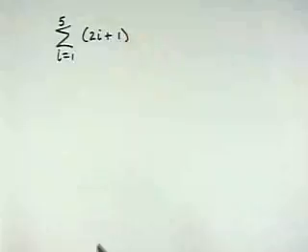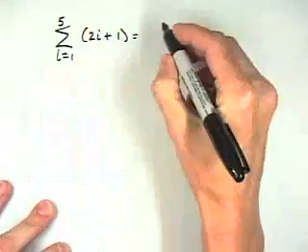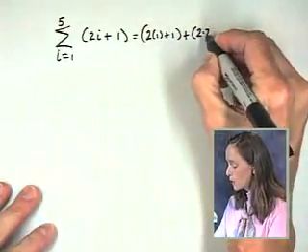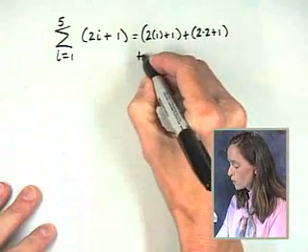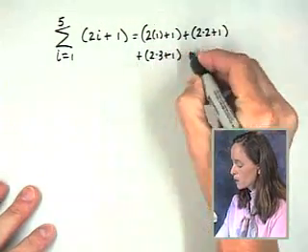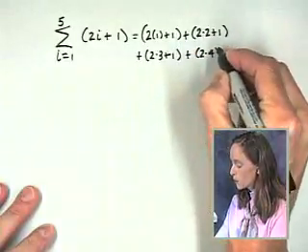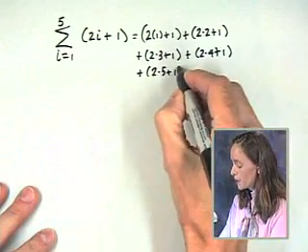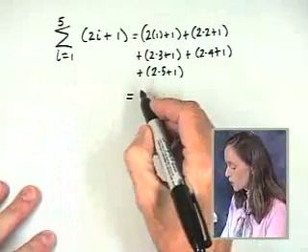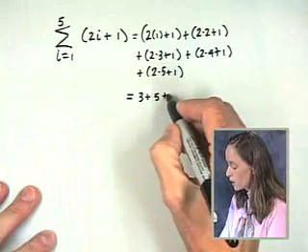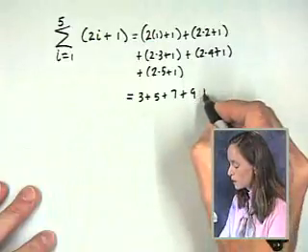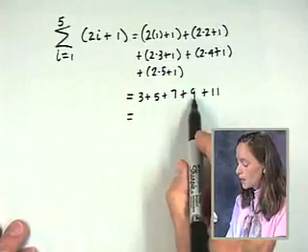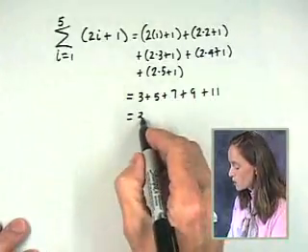I'm going to evaluate it by hand using first of all 1 for i, I get 2 times 1 plus 1. Then 2 times 2 plus 1. Then 3, 2 times 3 plus 1. Then 4, 2 times 4 plus 1. And then 5, 2 times 5 plus 1. Stop at the upper index. These numbers are 3 plus 5 plus 7 plus 9 plus 11. Adding them together, that's 8 and 7 is 15, and 9 is 24, and 11 is 35.